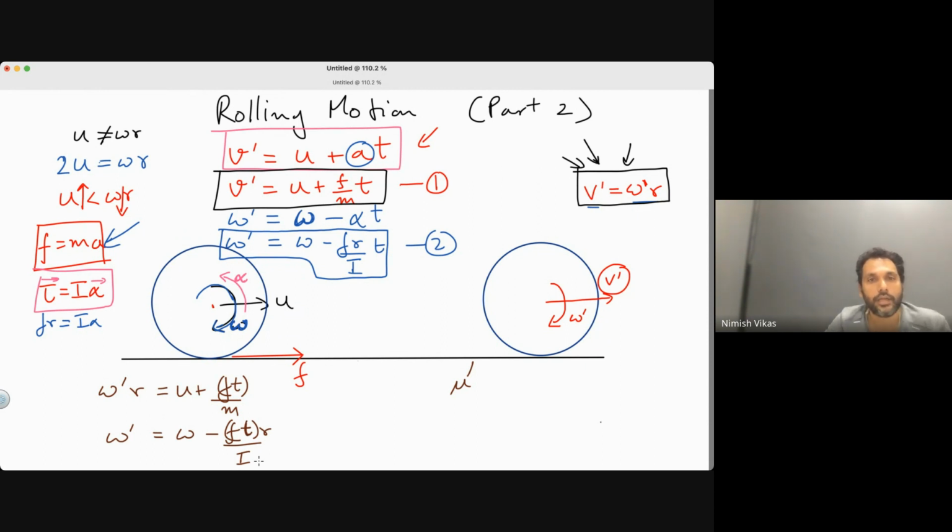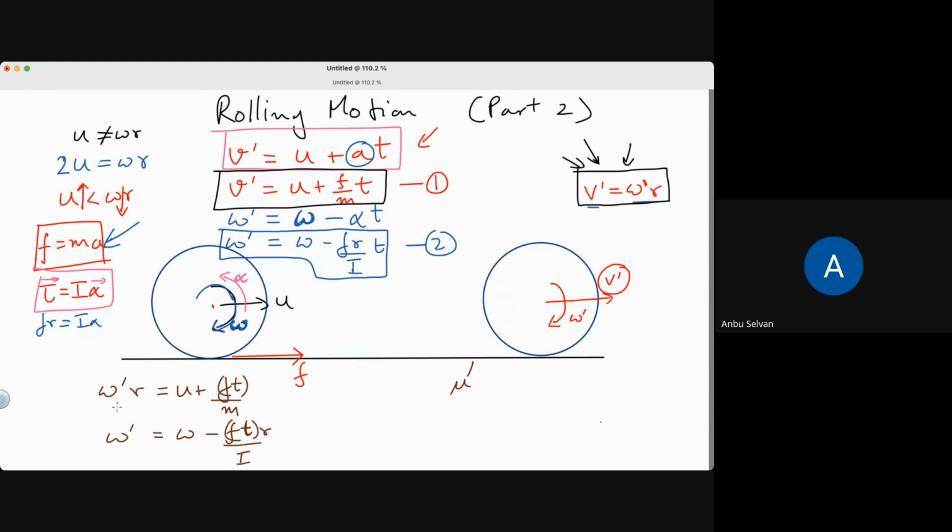F and T are coming together in the equation. So now we can eliminate Ft, right? Right, guys? We can pick up Ft from one and put it into the other one. Is that clear? Is that clear? Yes, sir.